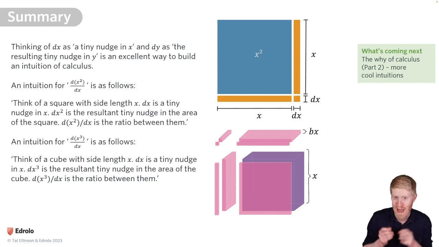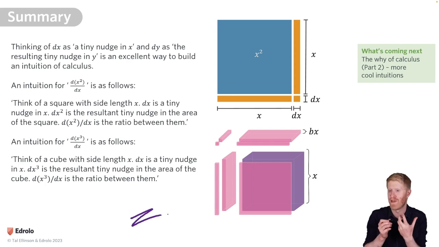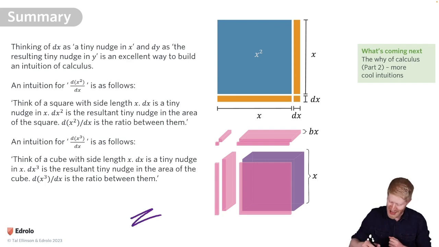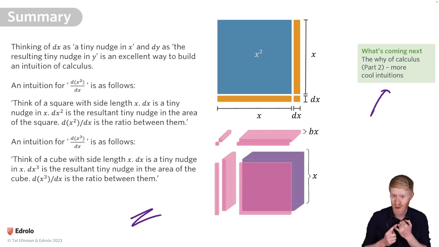In the remaining 2 lessons of this little Y of calculus series, we're going to continue thinking in this way. We're going to think of dx as a little nudge in x and dy as the resultant nudge in y. We've got a summary of, or an intuition for, the derivative of x squared and x cubed. I'll see you next time. We'll look at some more cool intuitions. One, we'll look at the product rule and try and get a sense of where that comes from. And we'll also look at the derivative of sine of theta as well.